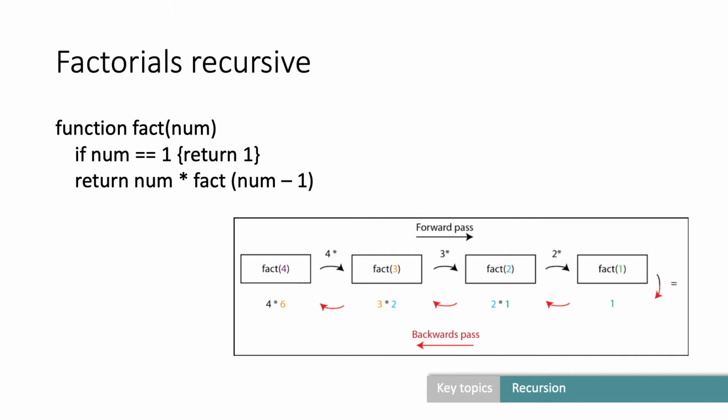So we're seeing in this forward pass, 4 factorial is 4 times 3 factorial, which is 3 times 2 factorial, which is 2 times 1 factorial, which is 1. And once we have that 1, we know that 2 factorial is 2 times 1, we know that 3 factorial is 3 times 2, and we know that 4 factorial is 4 times 6. And then you're able to come up with the solution.